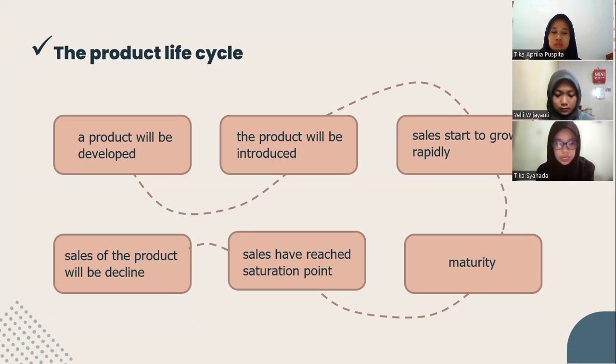And the last one is decline. Sales of the product will decline as new products come along or because the product has lost its appeal. The product will usually be withdrawn from the market when sales become so low and prices have been reduced so far that it becomes unprofitable to produce the product. Next.